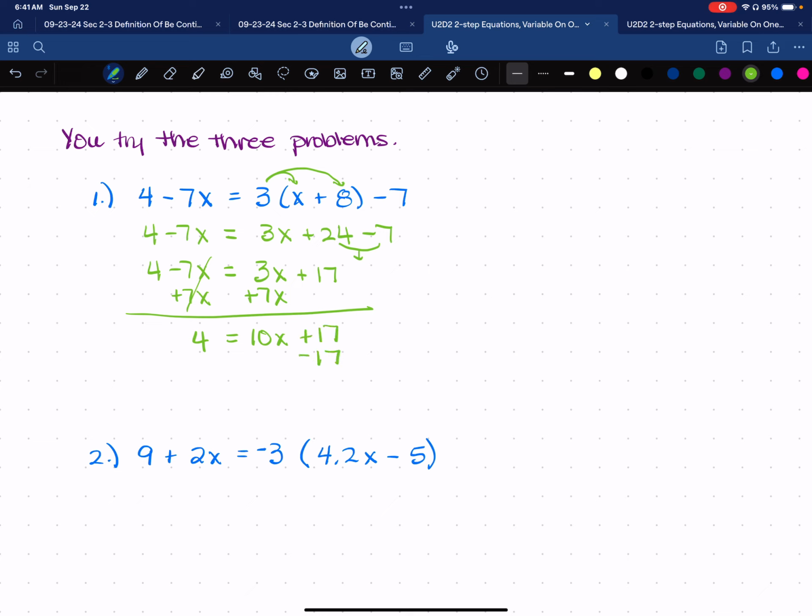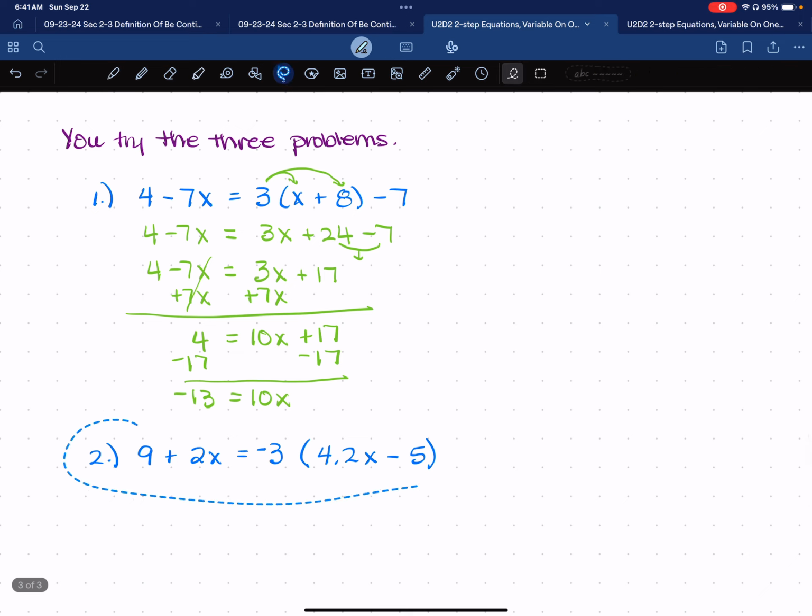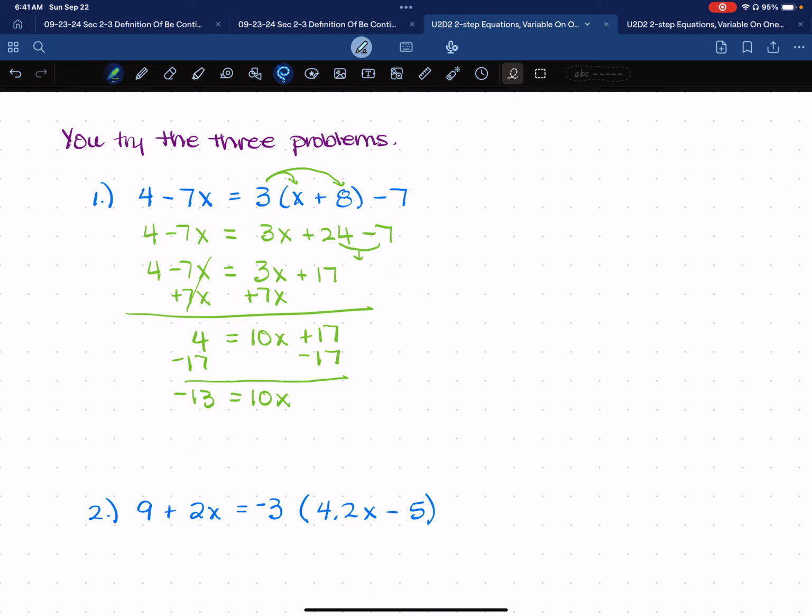Now I can subtract 17 to turn that into 0. 4 minus 17 is negative 13. And I'm just going to move this down to give myself a little room. And then finally, I'm going to divide both sides by 10 to turn that into 1. And a negative divided by a positive is negative. 13 divided by 10 isn't a whole number, so I'll leave it like that. And there is our answer. So there's the first one.